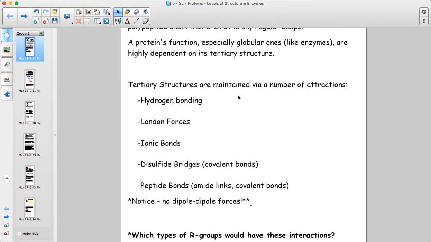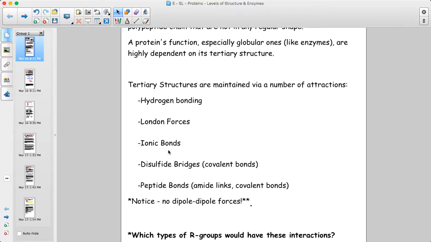The tertiary structure is maintained through a number of different types of attractions, notably hydrogen bonding and London forces, so two of the IMFs. Notice that dipole-dipole forces is not on the list, because anything that is polar in the R groups is actually capable of forming hydrogen bonds, not just dipole-dipole forces. So it tends not to be on the IB mark schemes. So try to remember that the interactions for tertiary structures do not include dipole-dipole forces.